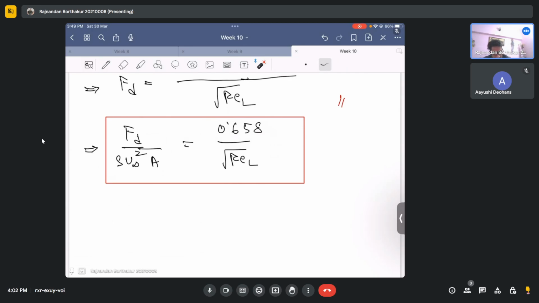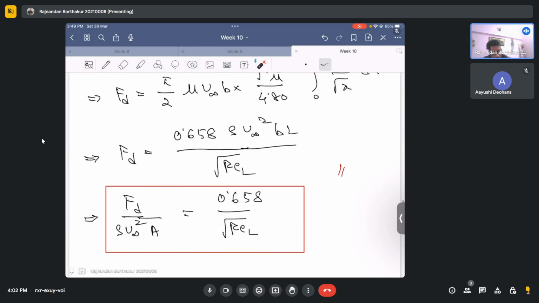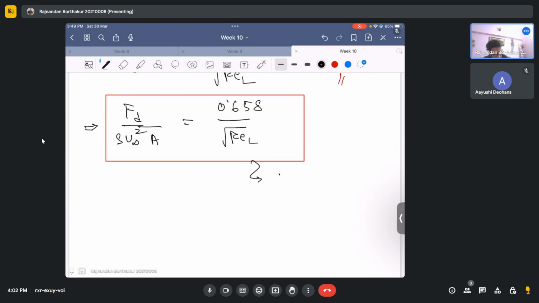But this is where the answer is asked for. You just need to calculate the drag force from this. All I was saying is that this is very close to the Blasius solution.